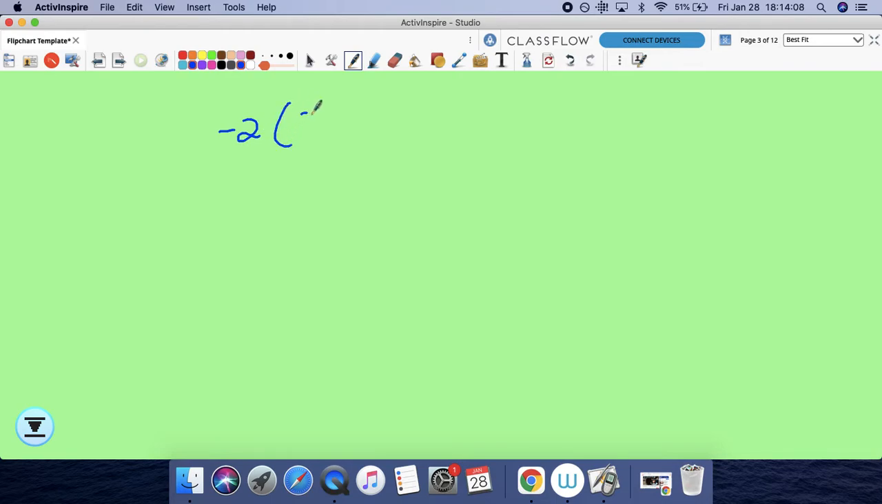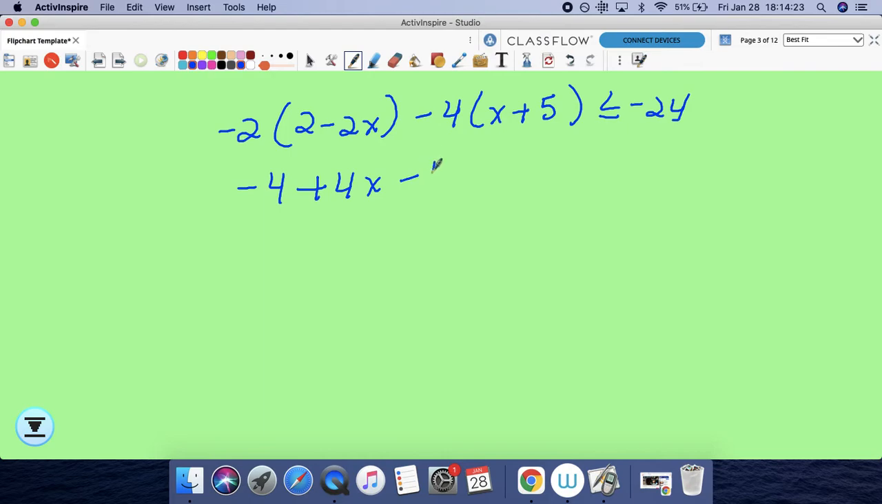Negative 2 minus 2x minus 4x plus 5 less or equal to negative 24. Okay, another long one. Negative 4 plus 4x minus 4x minus 20 less or equal to negative 24. Okay, now here I have almost the same thing as the previous problem. So these two will become 0, right? 4x minus 4x. And then I'm left with negative 4 and negative 20. And that gives you negative 24.